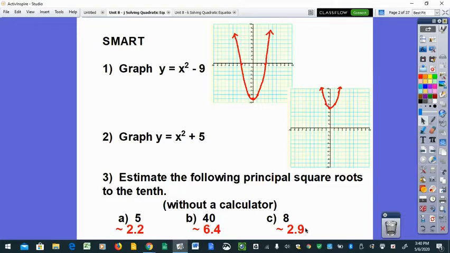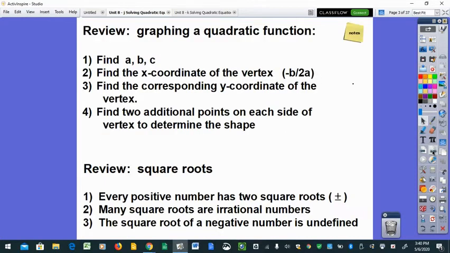Just want to get your idea again that a square root is not just dividing the number by 2. It's what number squared gets you back to the number that you're asking for. Okay, so today, let's just quickly review the ideas of graphing.